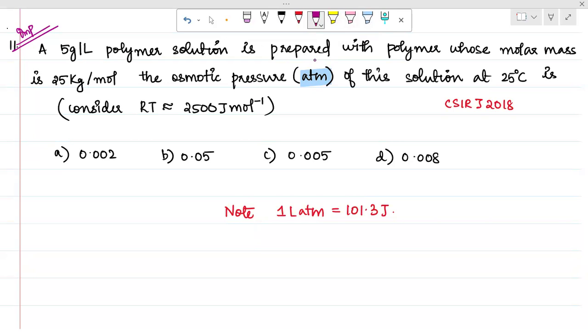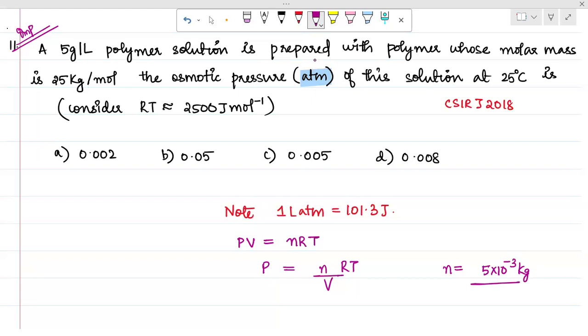We have to start with our basic PV is equal to nRT, where P is the pressure, V is the volume, N is the number of moles, R and T the product whose value is already given. So P can be taken as the osmotic pressure, which is equal to N by V RT. You need to find N. Now, N is the number of moles. What is the given mass? Given mass is 5 grams. So 5 into 10 to the power minus 3 kilograms divided by the molar mass is 25.